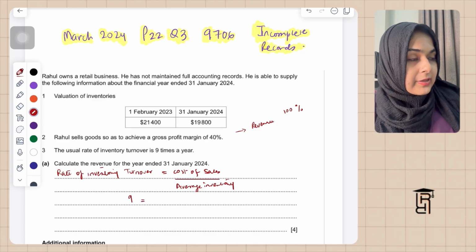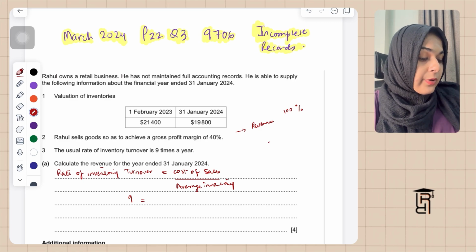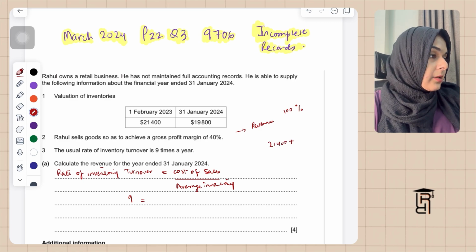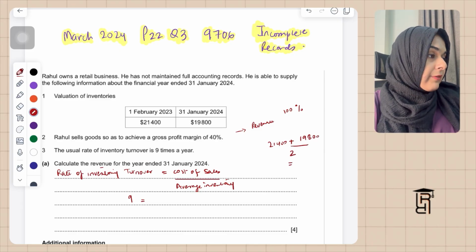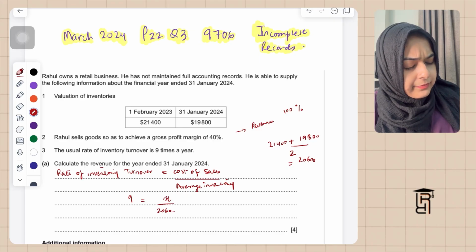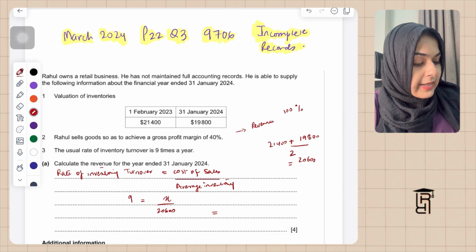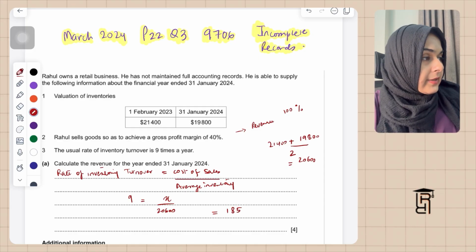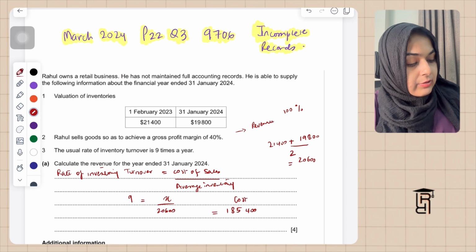Rate of inventory turnover here is 9 times, and the average inventory here is 21,400 plus the closing inventory, that is 19,800, divided by 2, which is going to give me 20,600. So average inventory here is 20,600. So I'm going to write here x upon 20,600, and when I multiply 20,600 by 9, this is going to be 185,400. This is my cost of sales.